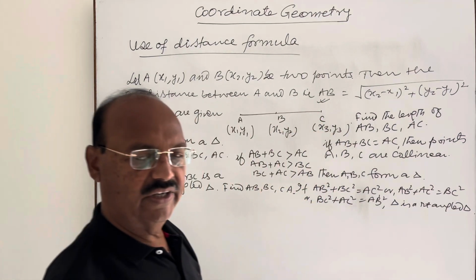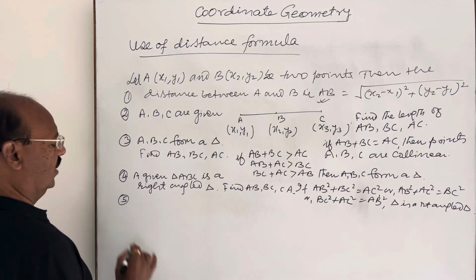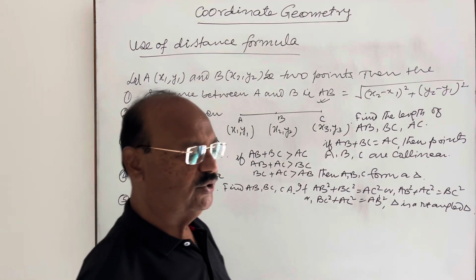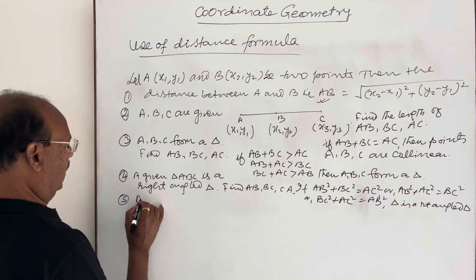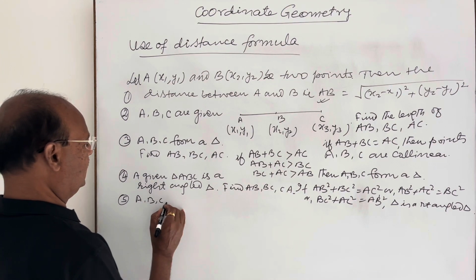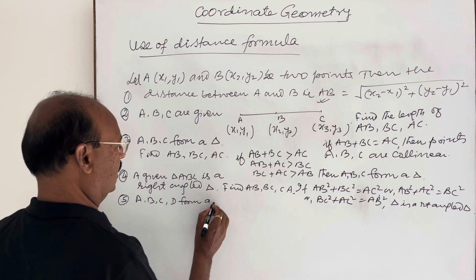Correct? Understood? Very simple. Next, suppose we want to show that four given points, say A, B, C and D, form a rectangle.